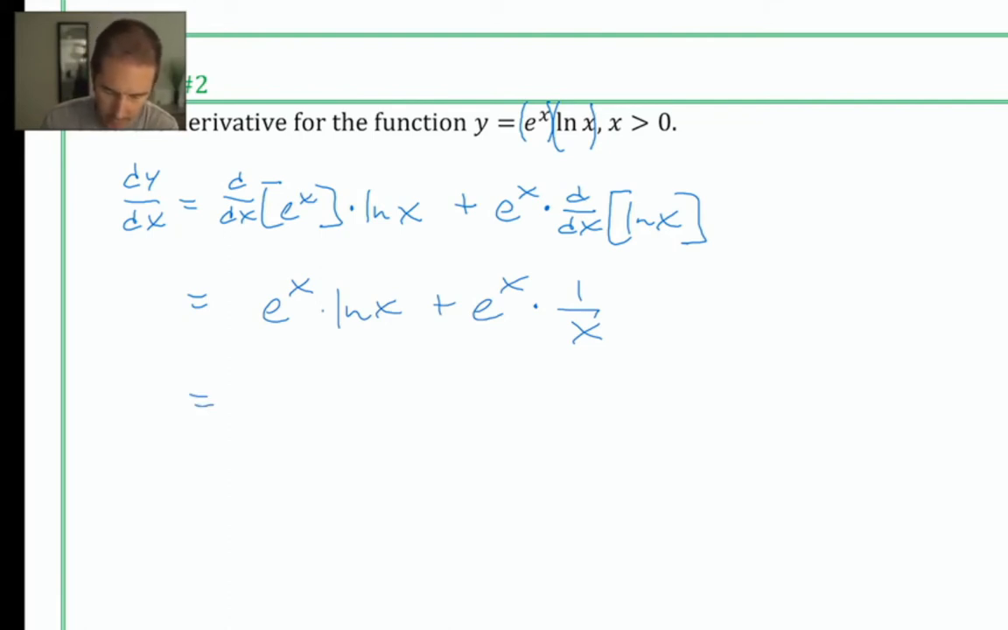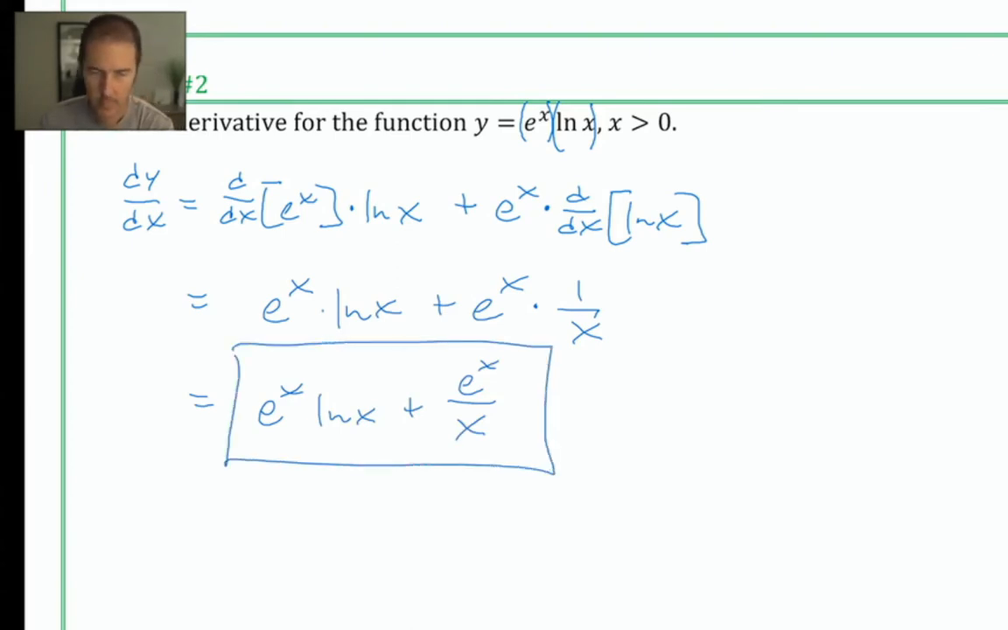The first factor, I would probably still write it just this way, e to the x ln x plus, and then this one I would turn into a fraction, e to the x over x. And that is your first derivative using the product rule and derivatives of exponential expressions and the derivative of a logarithmic expression.